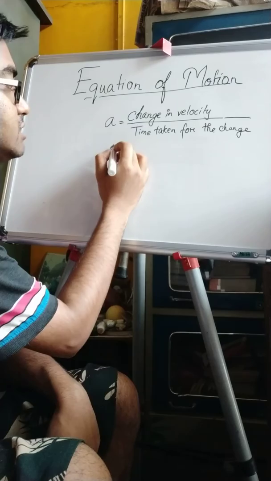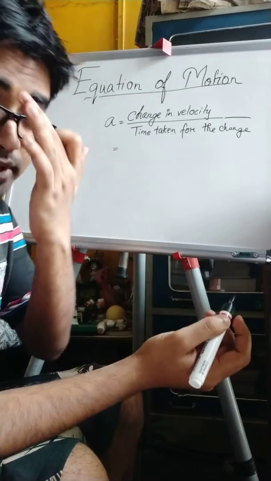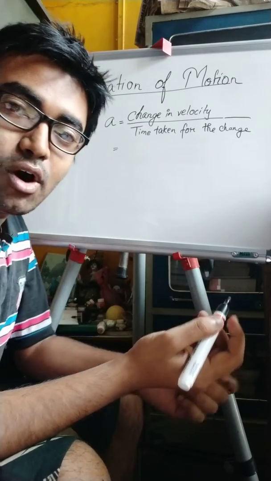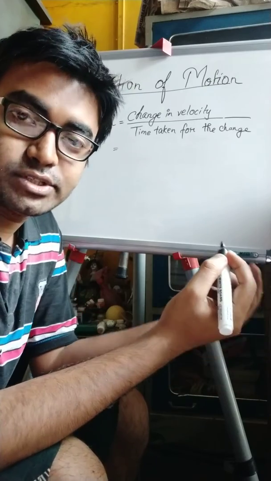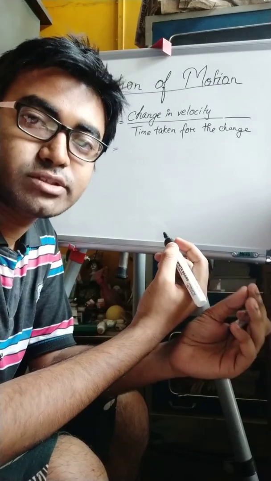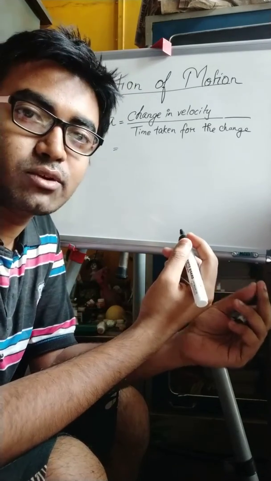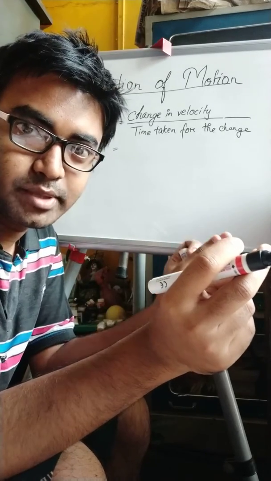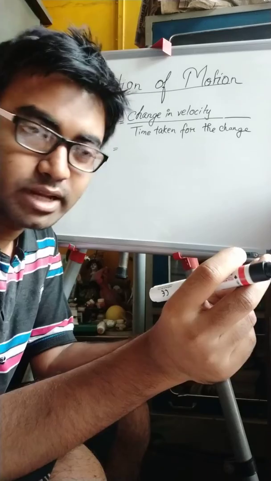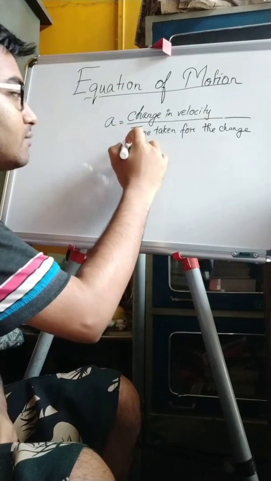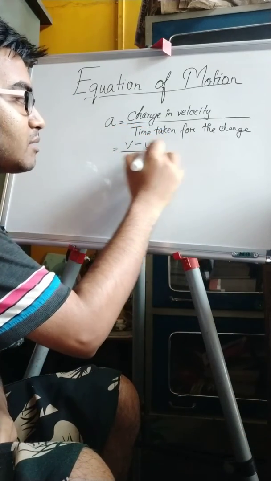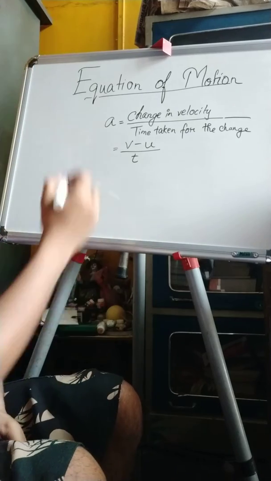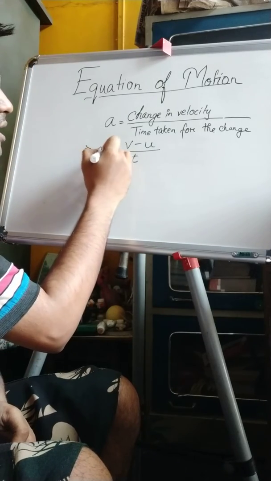Now, change in velocity. How can we write it down? Obviously, if an object is traveling and changing its velocity, we will first calculate the final velocity. Then we will have some initial velocity, right? So, final minus initial divided by time. This was our formula, right? A.